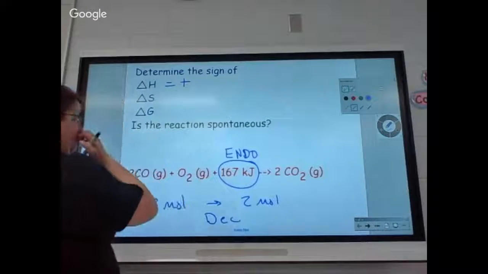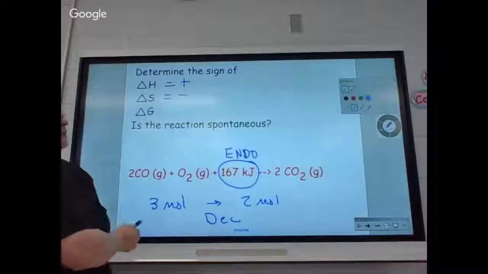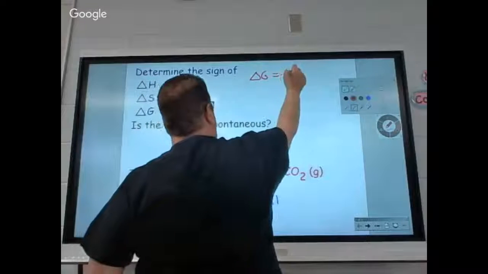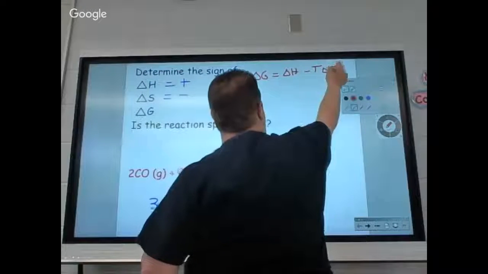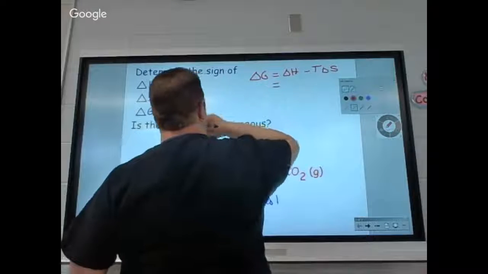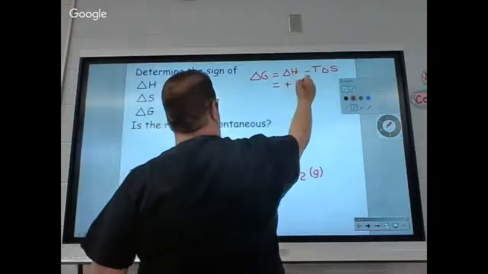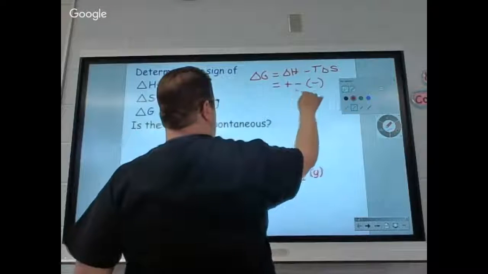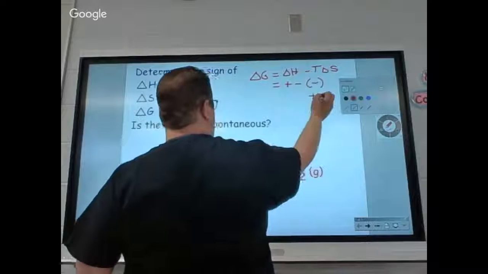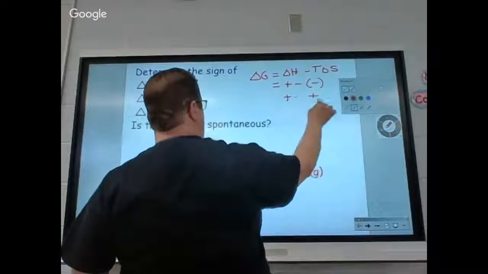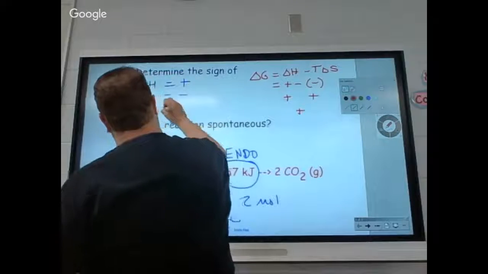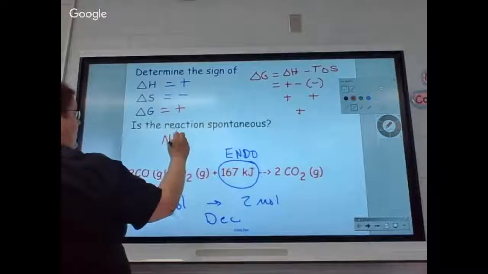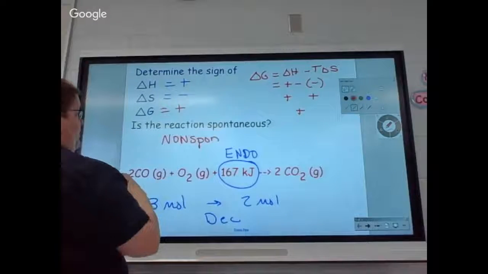So delta S is what? This ought to be the same as what we just did. Delta G equals delta H minus T delta S. So delta H has what sign? Minus. Delta S is what? What did these two do? And what did these two pluses do? So it's positive, which tells us it's non-spontaneous.